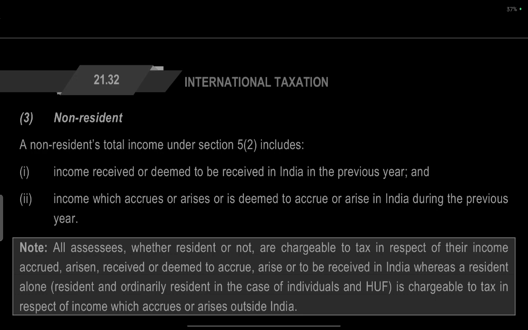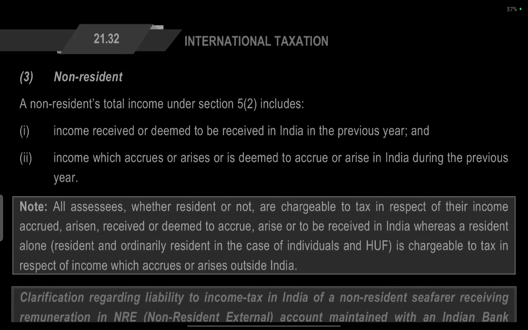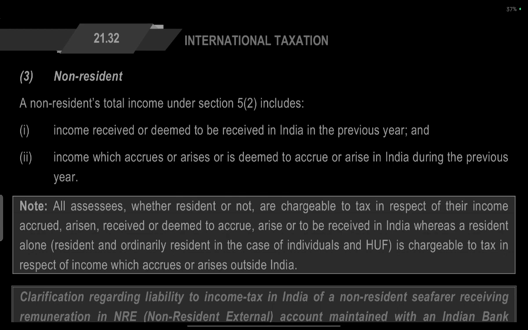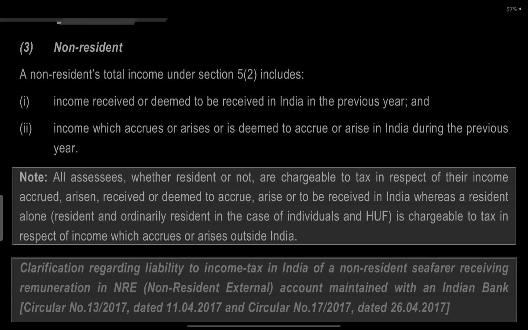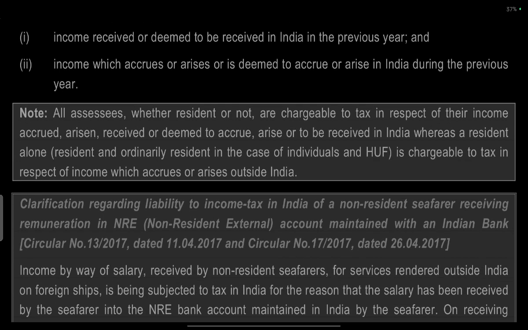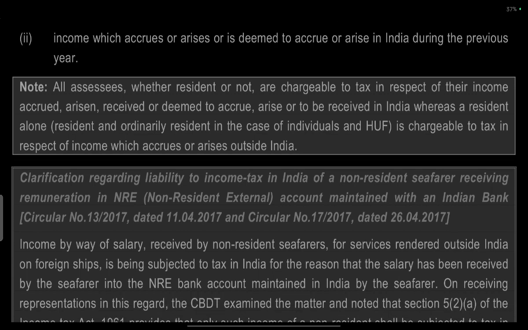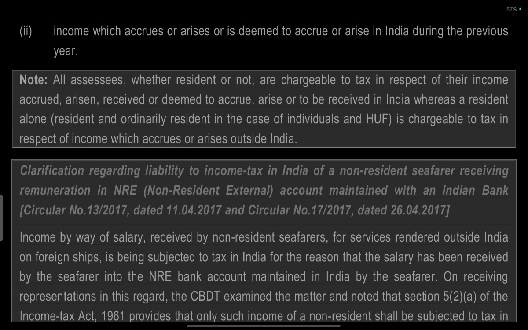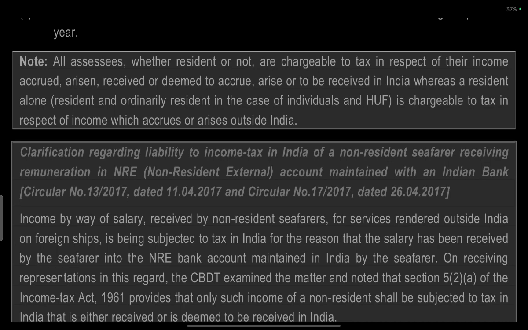Non-resident total income under Section 5 includes income received or deemed to be received in India in the previous year, and income which accrues or arises, or is deemed to accrue or arise, in India during the previous year. Not all assessees, whether resident or not, are chargeable to tax in respect of income that accrues or arises outside India; a resident alone, and in the case of an individual or HUF a resident and ordinarily resident, is chargeable to tax on income which accrues or arises outside India.